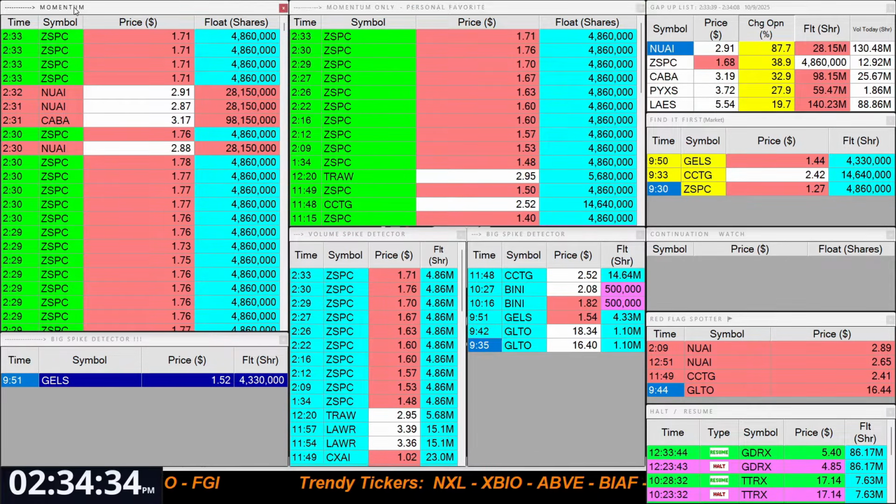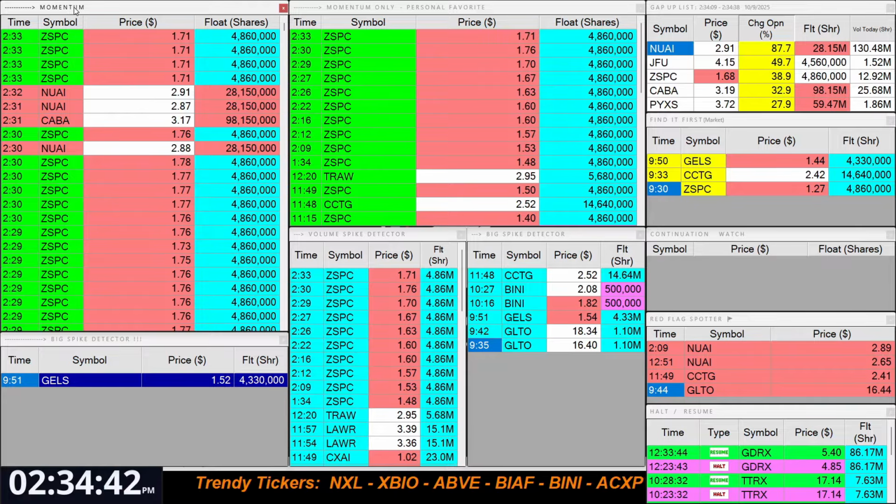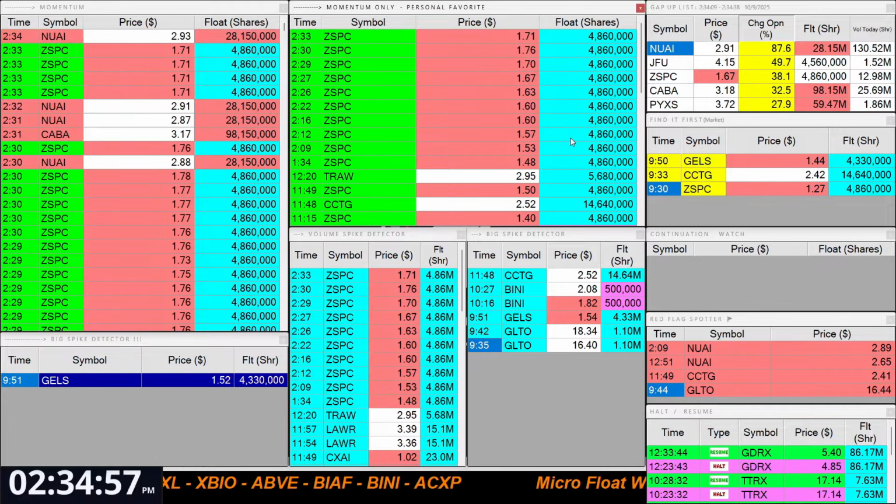So yes, these stocks are getting that momentum, NUAI and CABA, but those are not going to be that type of momentum that I'm looking for personally. So if you're looking to follow along with me, that's where my eyes will be over here. ZSPC, 1.48 to 1.71, all happened from 1:34 to 2:33. So within an hour, it went from 1.48 to 1.71. Not a massive move, but if you measure that out, that equates to a nice percentage gain.